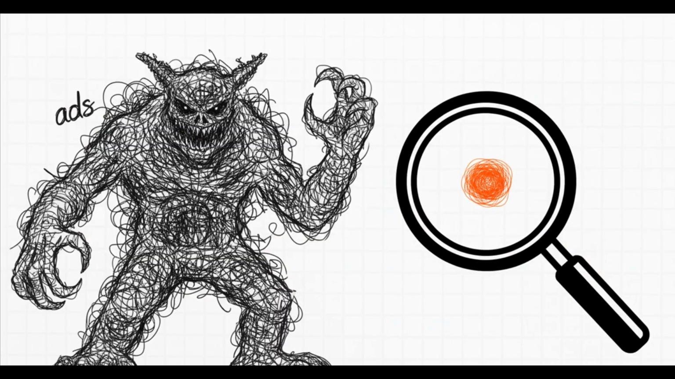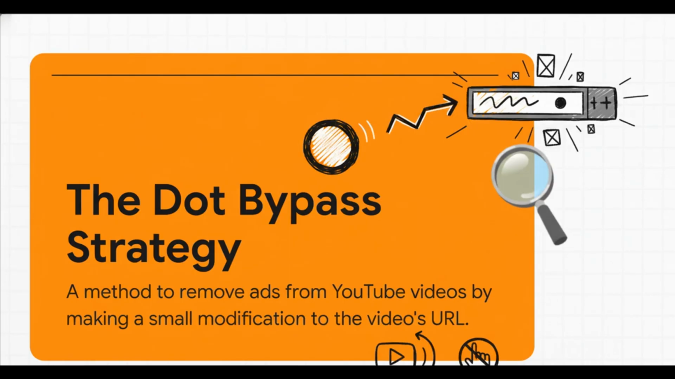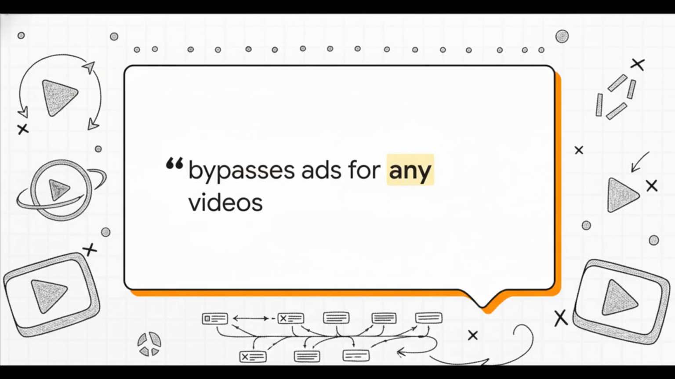That is right. The fix for this giant, universal annoyance is microscopic. It's almost beautiful how simple it is. We are talking about a plain, old-fashioned dot, a period. So, okay, let's give this thing a proper name so we can really dig in. We'll call it the dot bypass strategy. All it is, is a way to get rid of those ads just by making one tiny little change to the video's web address.